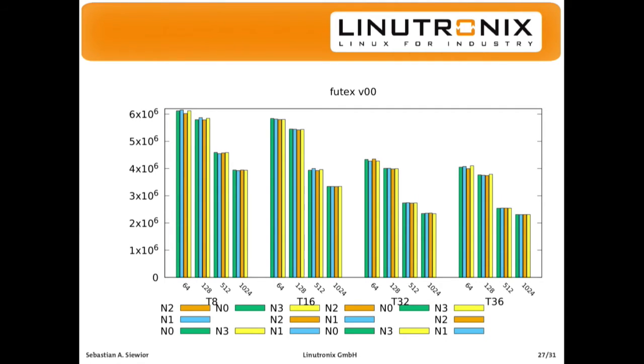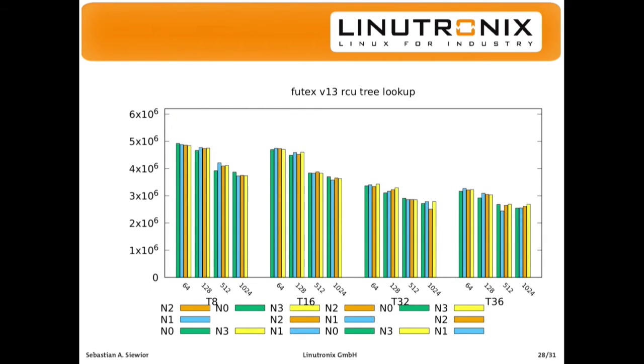So we have something about 6 million operations a second. And if we go up to 64 threads and 1,000 futexes, we go to like 2.5 million operations. So this is how it scales. This is the RB tree lookup. So while it's not that bad, we still have roughly 5 million operations a second. And if we go to the right, to the 36 threads per NUMA node, we still have a nice 3 million lookups a second. So it's not that bad, but the tree goes like 16 levels deep, so it's a lot of lookups to do.